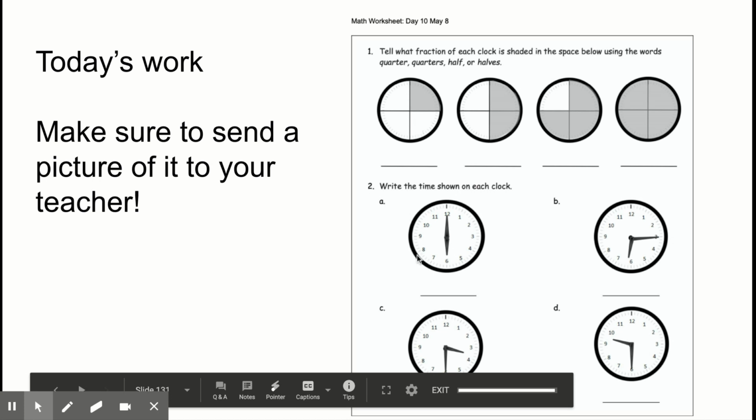Then you'll write the times shown on each clock. There are 4 times shown, so write the time that you see there. It doesn't matter if it's PM or AM for these.